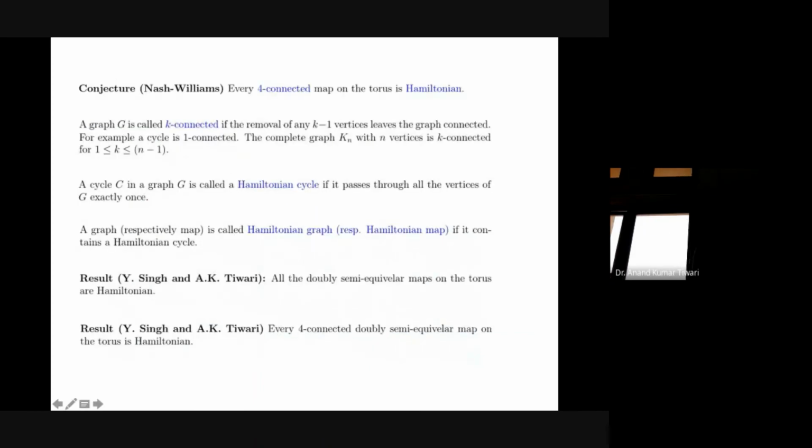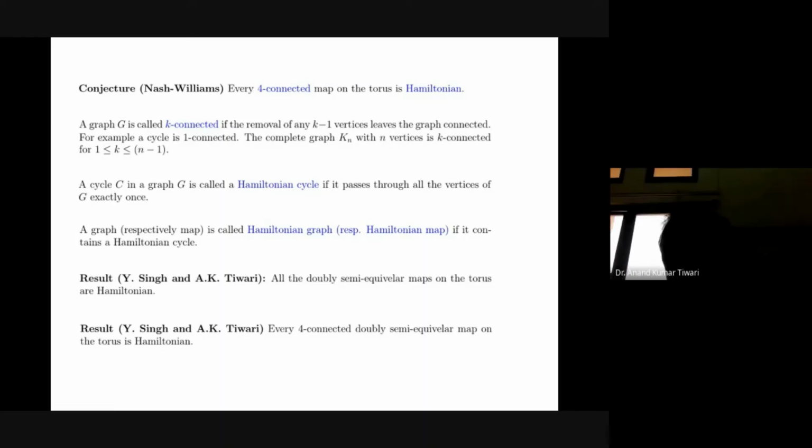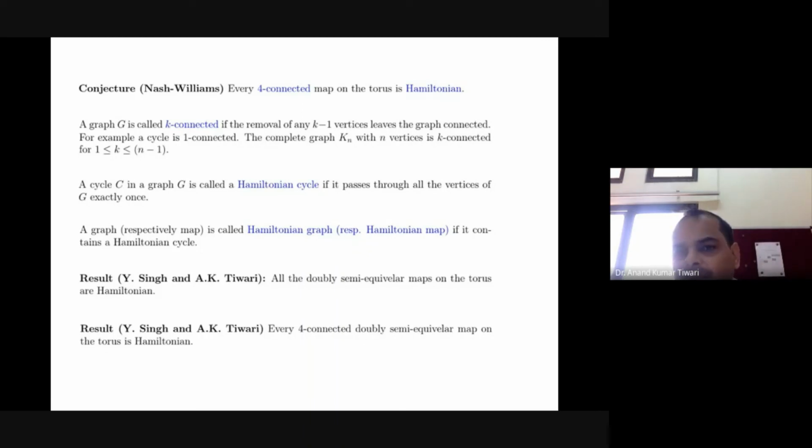Nash and Williams conjectured that every 4-connected map on the torus is Hamiltonian. So here we have used two terms, connected and Hamiltonian. I defined that a cycle is called Hamiltonian if it passes through each vertex exactly once, and a graph which has such a cycle is called a Hamiltonian graph.